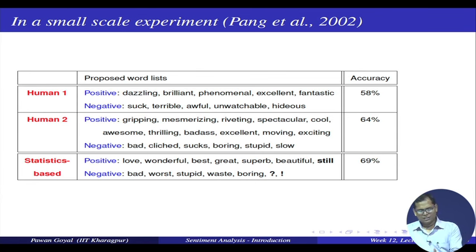But when they tried to see the accuracy of using these word lists created by humans on this task, they found that human 1 had an accuracy of roughly 58%, and human 2 had an accuracy of 64%. On the other hand, if you obtain this from statistics, you get words like love, wonderful, best, great, superb, beautiful. And negative, you have words like bad, worst, stupid, waste, boring, and some question mark, exclamation, etc. And this still does better than the other two, giving a performance of 69%. So you see, simply using the words may not be sufficient.